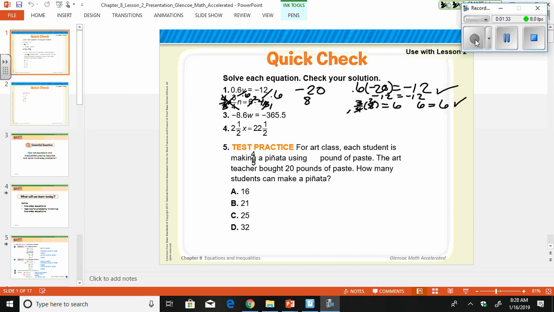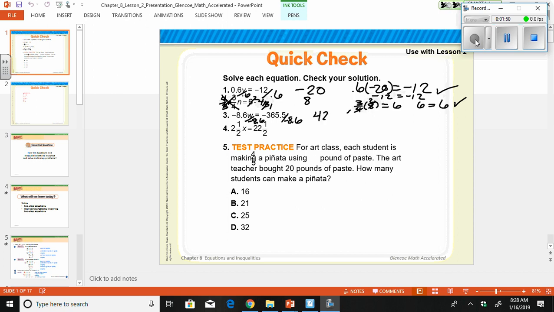Number 3, what are we trying to get by itself? W. What's with the W? Negative 8.6. What's it doing? Multiplying. What's the opposite? It is to divide by that negative 8.6. So it's one side, do it to the other. So negative 365.5 divided by negative 8.6.